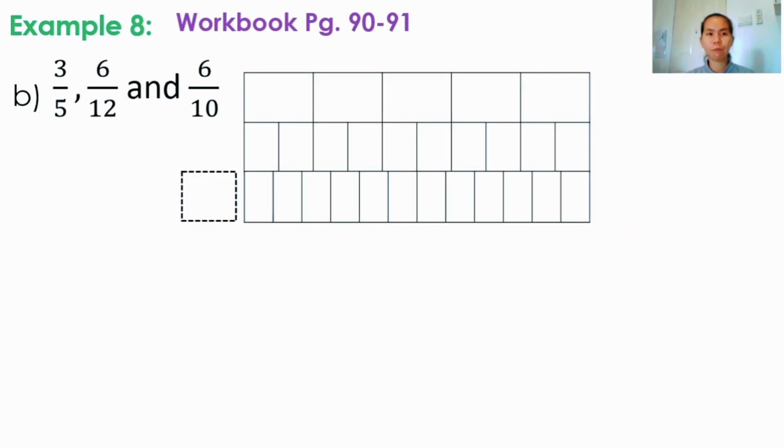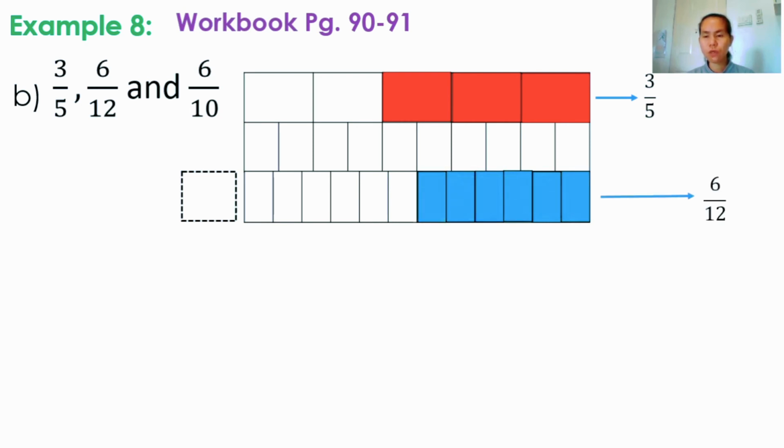Next example, we have 3 over 5, 6 over 12, and 6 over 10. So 3 over 5 can be found in the first row. So we will color 3 parts out of 5. So 1, 2, 3. This is equal to 3 over 5. Next is 6 over 12. 6 over 12 can be found in row 3. So we will color 6 out of 12. So 1, 2, 3, 4, 5, 6. This is equal to 6 over 12.